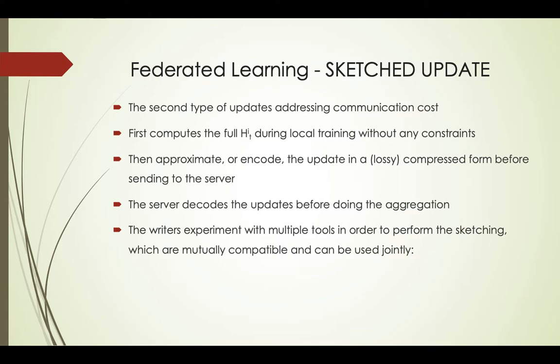The second type of update addressing communication cost first computes the full H_i^t during local training without any constraints, then approximates or encodes the update in a lossy, compressed form before sending to the server. The server decodes the updates before doing the aggregation. The writers experiment with multiple tools in order to perform the sketching, which are mutually compatible and can be used jointly.